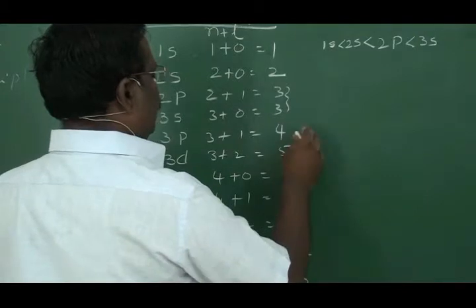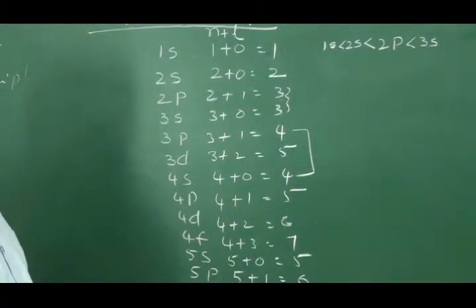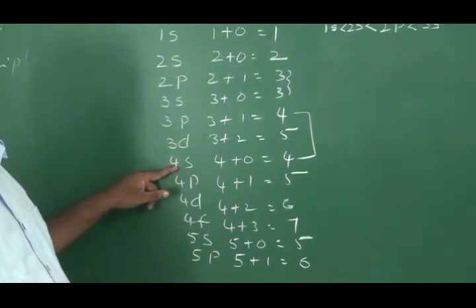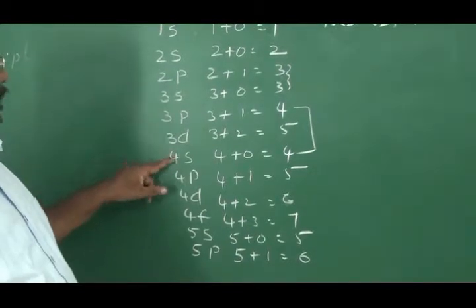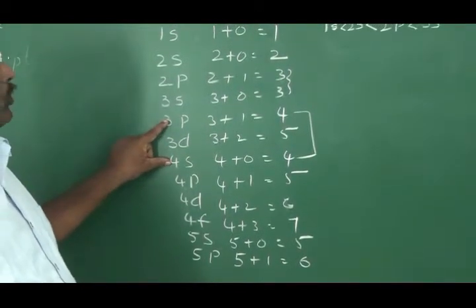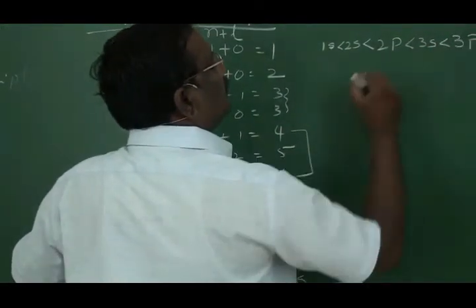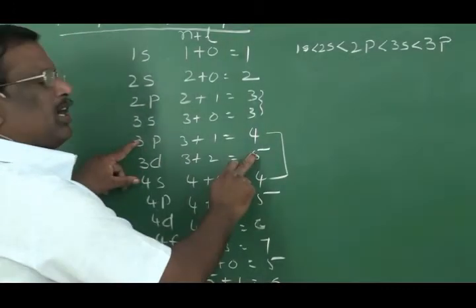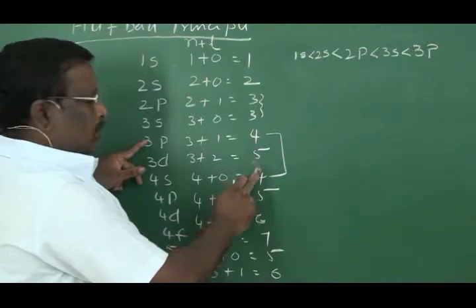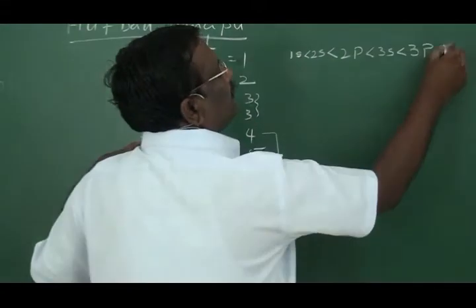Then 4. Here also you have two orbitals with the same n plus L value, 3p and 4s. So here also we have to follow the same rule. N value is 3 here, here it is 4. So 3p orbital will be filled first. Then we have 3d orbital. But 3d orbital n plus L value is 5. But 4s is 4. So first 4s orbital is filled.